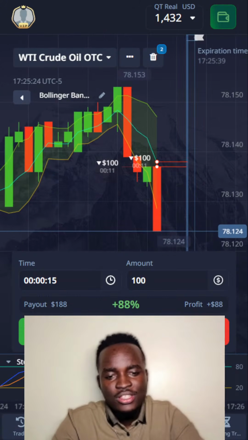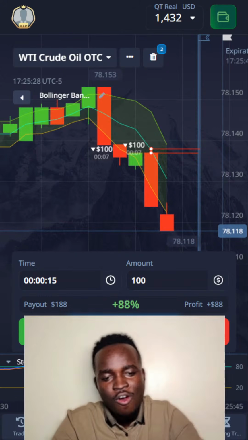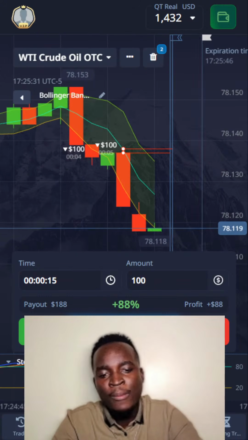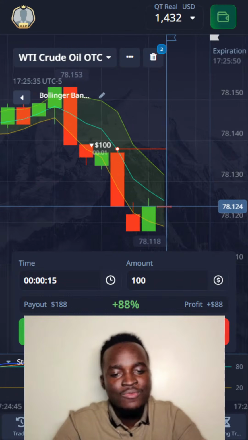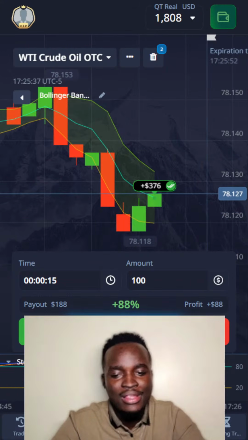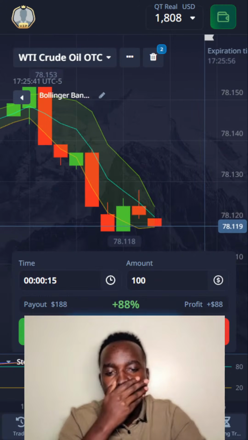I think you guys are seeing where I'm taking my entries from. I'm taking my entries after seeing a very beautiful confirmation. Not like this one here. This is a very beautiful confirmation. The price came outside the upper bands, and the first, second, and third prices all came inside the bands. This was a very good short option. I think you're all seeing this.